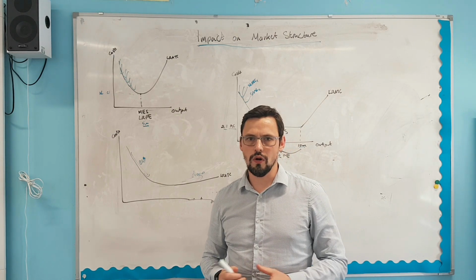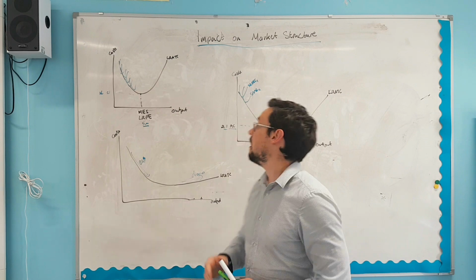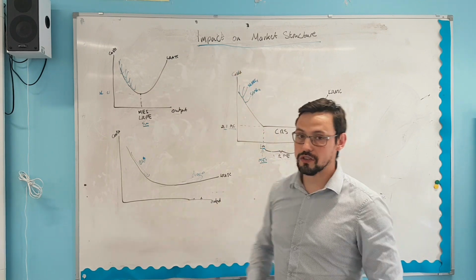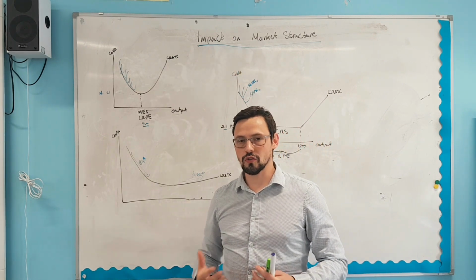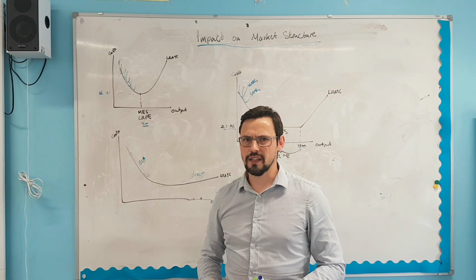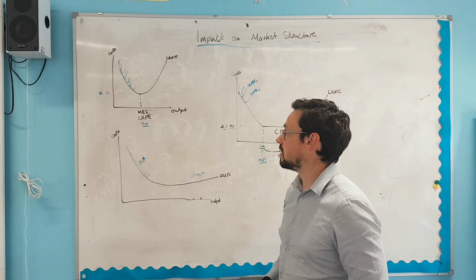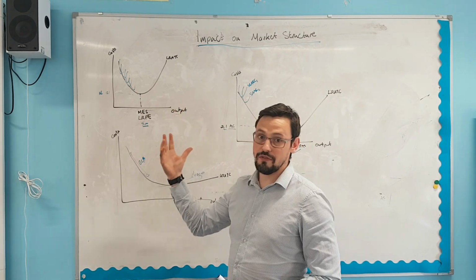Welcome to part 4 of these flip production videos, and in this one we're looking at the impact of market structure. So in the previous video we looked at all the cost structure in the long run, how output increases and affects costs. We now need to look at how that might well affect the market structure. So we're going to start off with the nature of the curve that you're going to see.